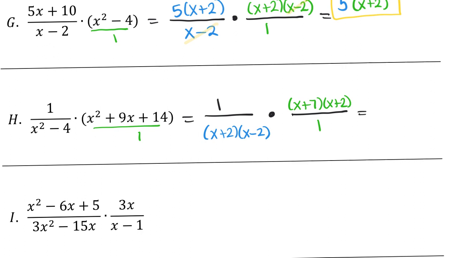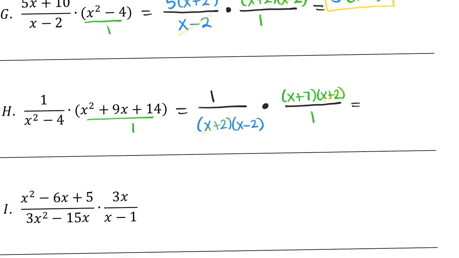Okay, what cancels? x plus 2, x plus 2. That's all, huh? Okay. So then I'm left with an x plus 7 at the top and an x minus 2 at the bottom. And that's my final answer.